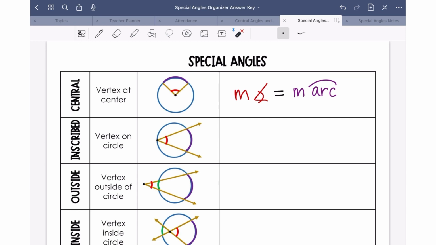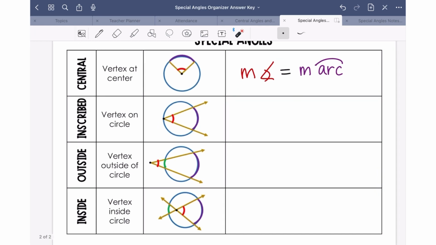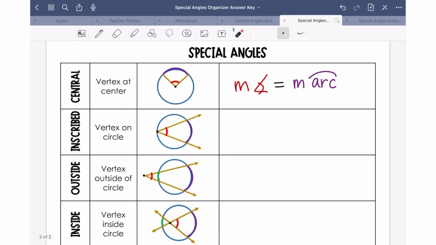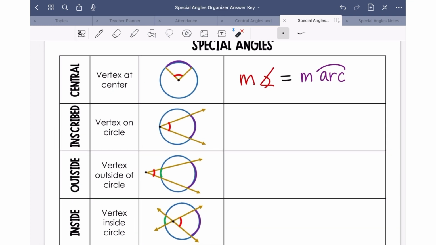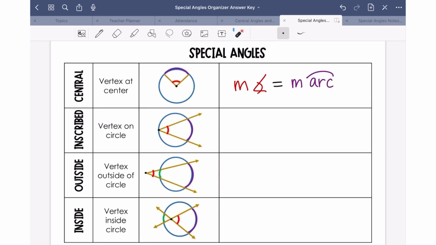Today, we're going to move on from that and explore different angles that aren't actually at the center of the circle. And they're going to require very specific formulas that we're going to be using to find those values that we have. So the first one is called inscribed. That is called inscribed because the vertex is on the circle. Where's the vertex? On the circle. Not in the center, not outside, not inside, on it, right there.